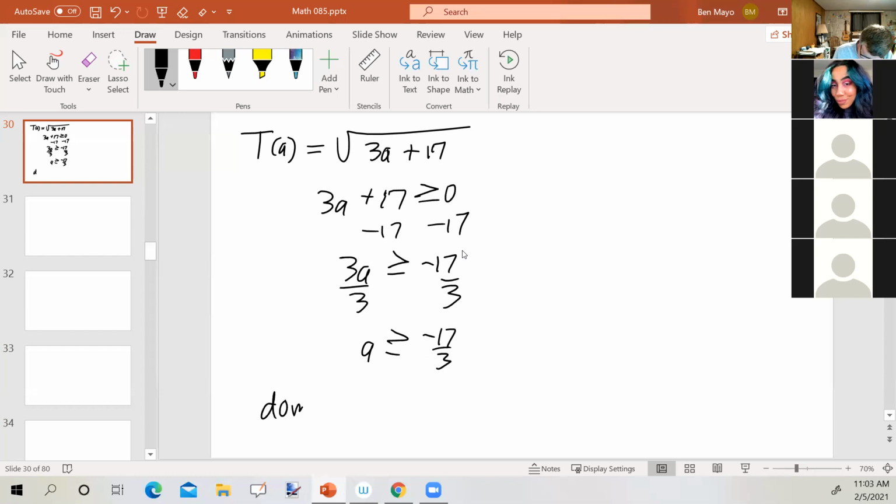So the domain, we're going to go, let's see, bracket -17/3, comma, infinity sign, parentheses. So everything greater than or equal to -17/3. Any questions on that one? Okay.